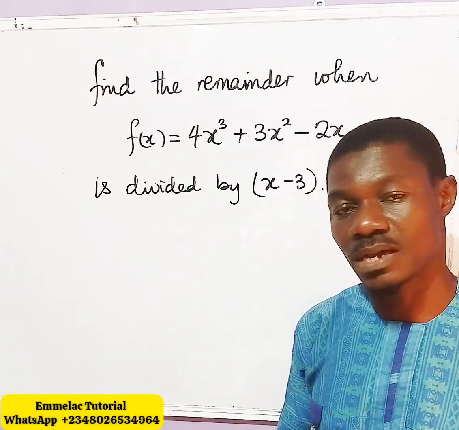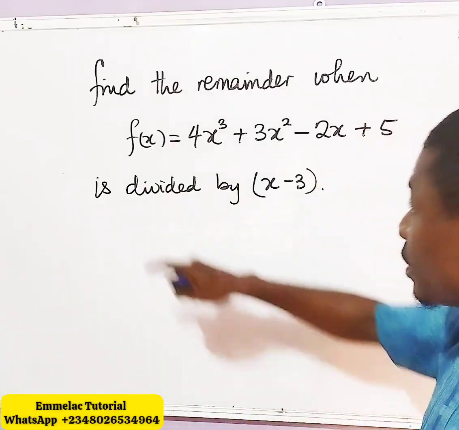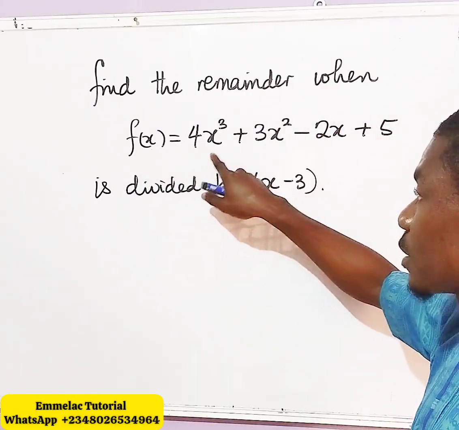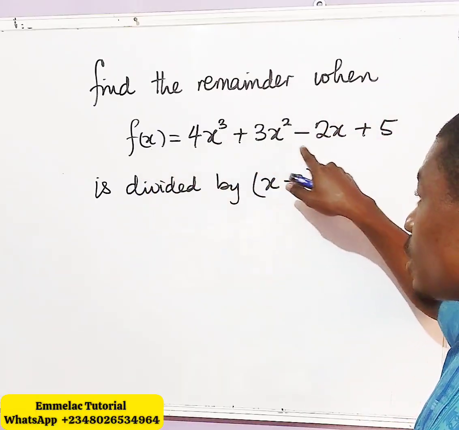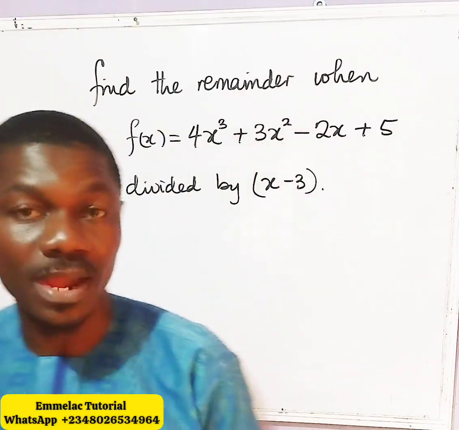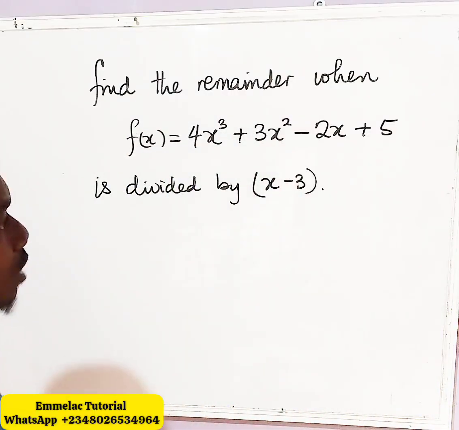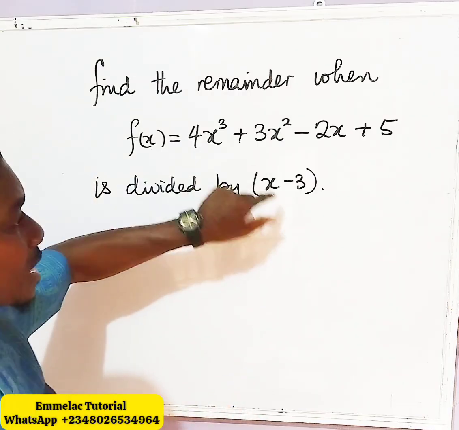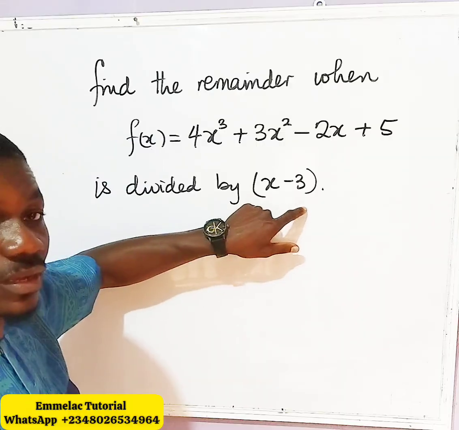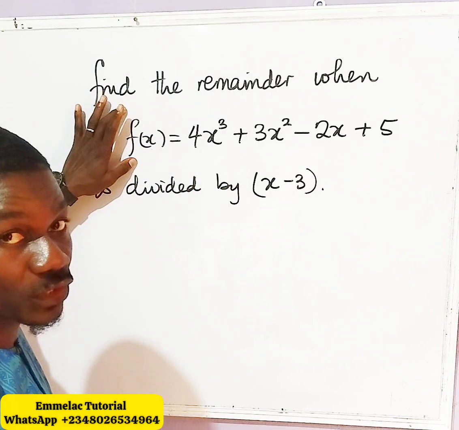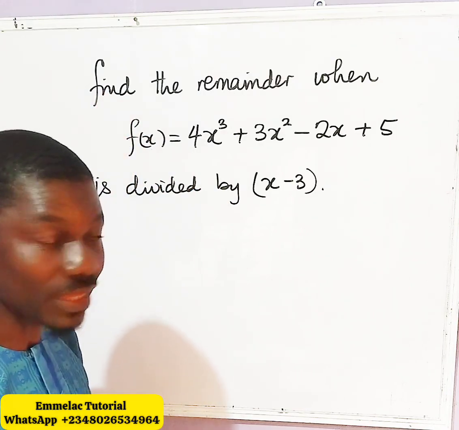Now let us look at this polynomial question. Find the remainder when f of x equals 4x cubed plus 2x squared minus 2x plus 5 is divided by x minus 3. Alright, so how do we go about it? Now what this simply means is that this term here is a factor of this polynomial function, but there is a remainder.